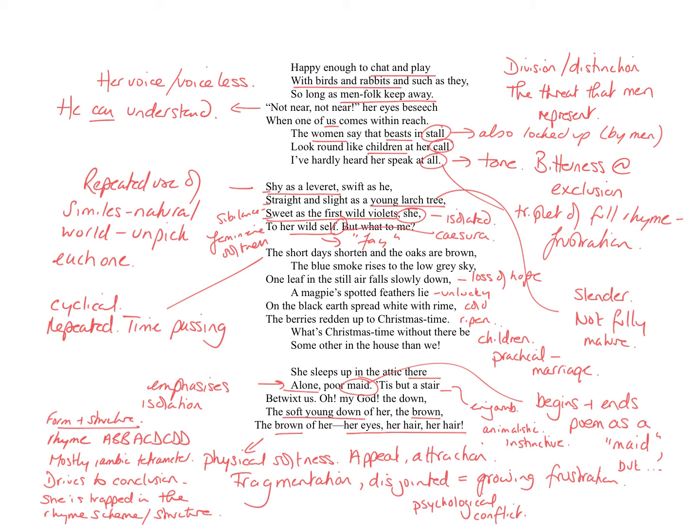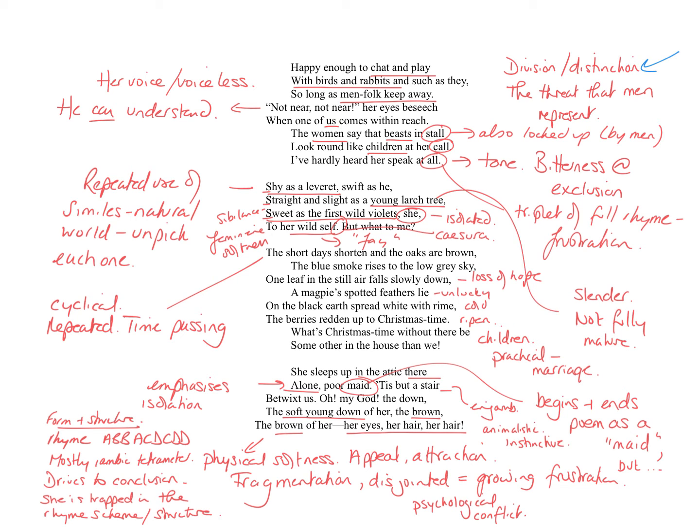And then again, she's happy enough to chat and play with birds and rabbits such as they, so long as menfolk keep away. So there is a clear division or distinction. She is happy with the natural world, but not with the male element, the threat that men represent.